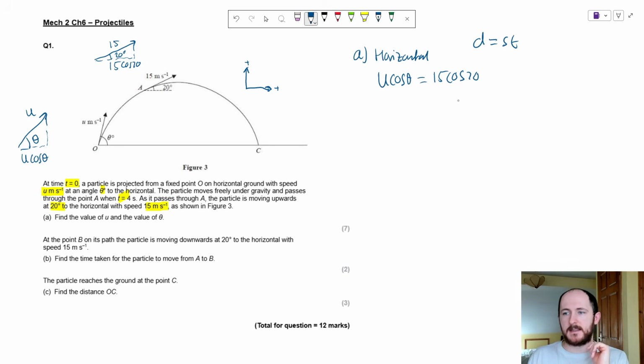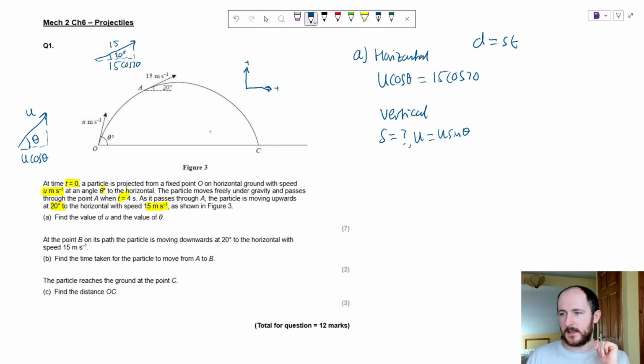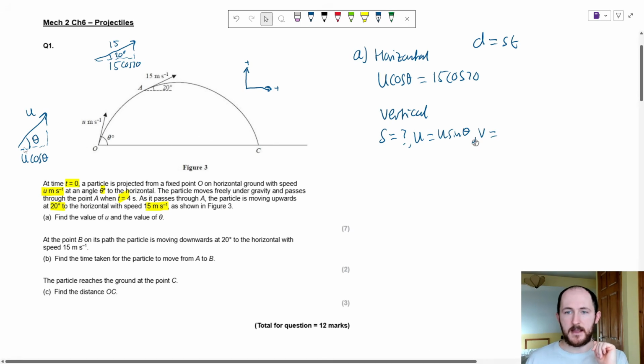Now vertically, that's where we have something a little more interesting. We're going to write out SUVAT because we do have an acceleration. Remember with SUVAT, you have to have some kind of acceleration to do it. If acceleration is 0, most of the equations break down. So S, don't know, but I also don't care. U is going to be u sine theta because now we want the opposite component of this triangle. The final velocity is going to be 15 sine 20, right?